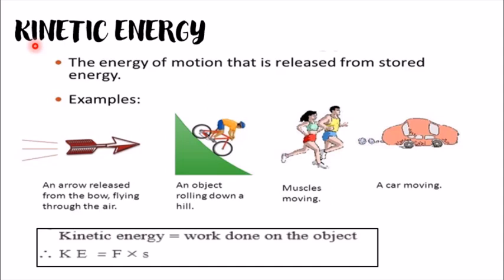So for example, when a fan is moving, it is having kinetic energy. A bicycle is moving, it is having kinetic energy. A car is moving, kinetic energy. People are running, kinetic energy. So kinetic energy is the energy which is in motion. The energy of motion that is released from the stored energy is called the kinetic energy.